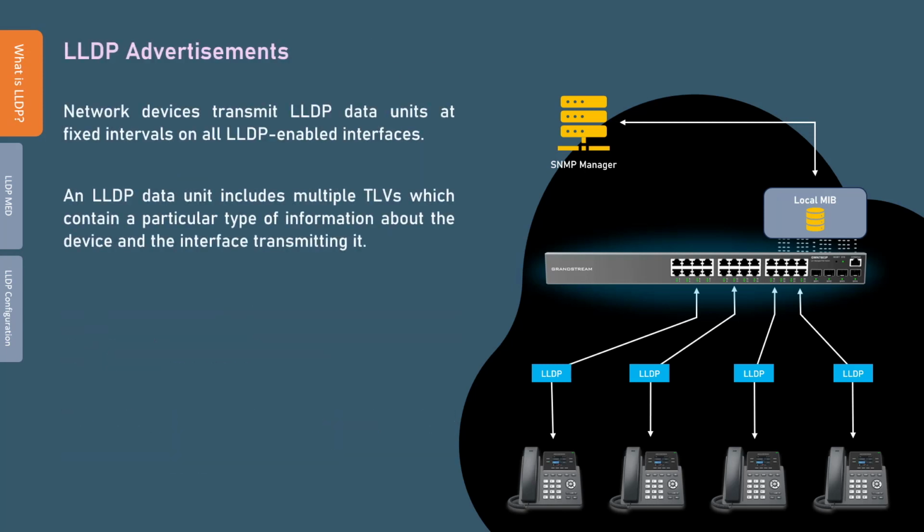Network devices transmit LLDP data units at fixed intervals on all LLDP-enabled interfaces. On GWN switches, the default interval is 30 seconds. The transmitted data unit includes multiple attributes which are referred to as TLVs. Each TLV contains a particular type of information about the device and the interface transmitting it.